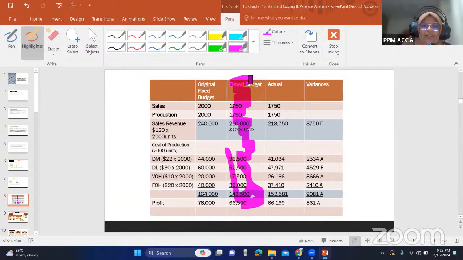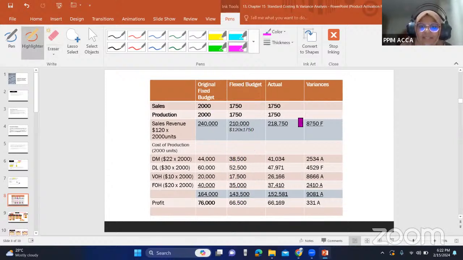The reason is, you are comparing two things that are not related to each other. If we sold 2,000 units, then we can expect a sales revenue of 240,000, because 2,000 units at 120 per unit gives 240,000. But look at what has happened. We have only sold 1,750. So you can't expect him to get 240,000, because we have sold 250 units less.